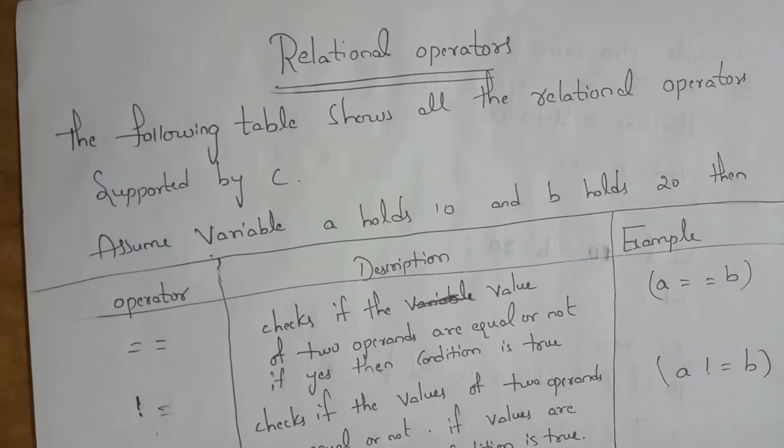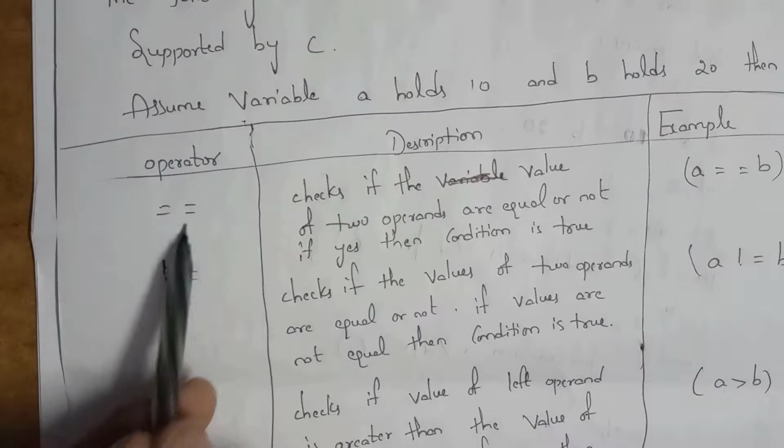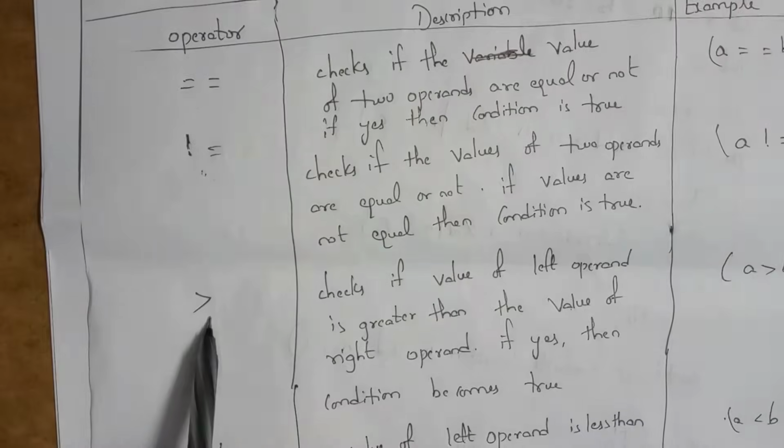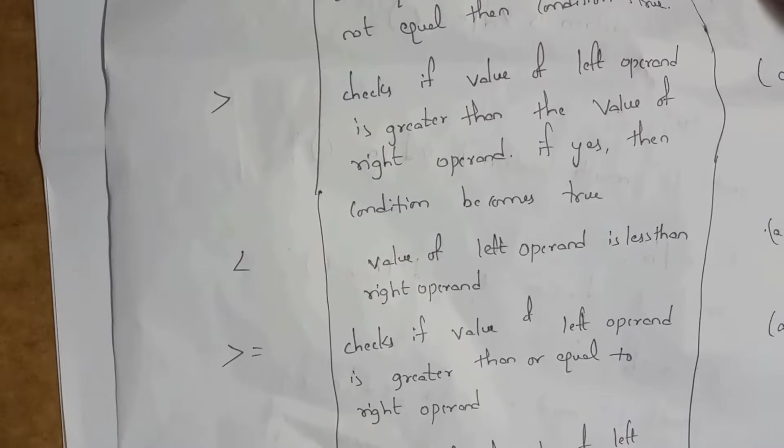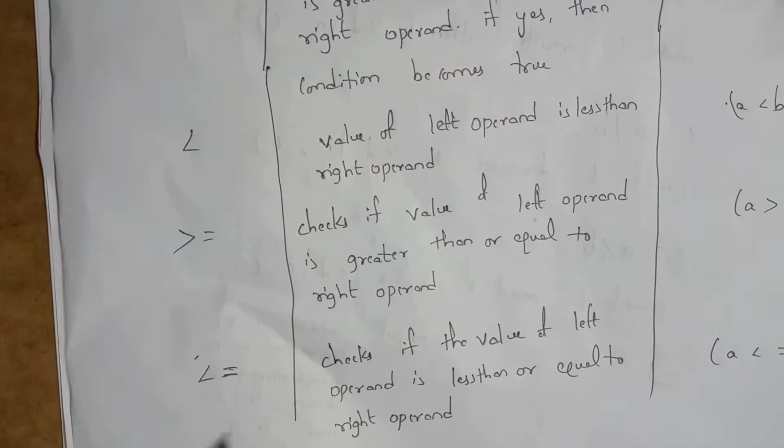Next I will explain relational operators. Relational operators are used to identify relation between various operands. These are various types of relational operators in C. First one is equal to, next one is not equal to, greater than, less than, greater than or equal to, and less than or equal to. All these are relational operators in C.